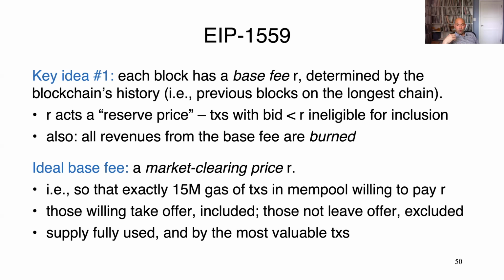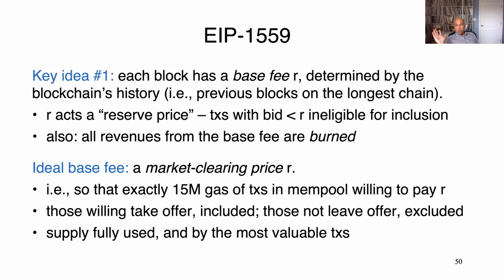You see an under full block. On the other hand, what if you see a full block, right? That has exactly 15 million gas worth of transactions in it. How do you differentiate between scenario one, where you have the base fee exactly right, and it's a market clearing price, and everybody excluded from the block is not willing to pay the base fee, versus scenario two, where the base fee is way too low, and not only did the 15 million gas of transactions on chain be willing to pay the base fee, but so would maybe 10 million more.